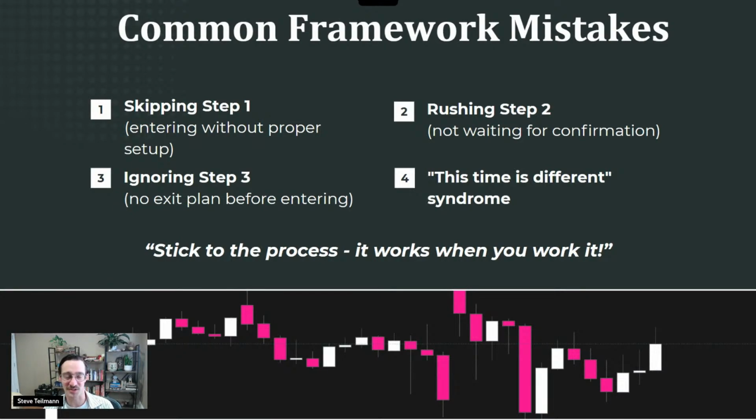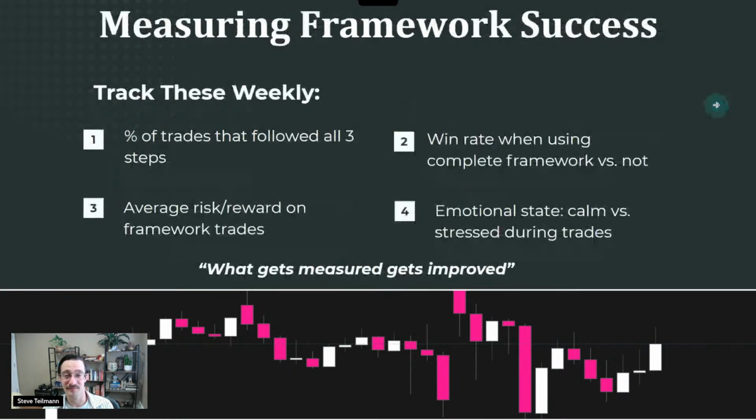So just keep a level head and remember, you don't need to fortune tell. Everybody wants to be a fortune teller and predict what's going to happen next. All we need to do is be analytical and trade what we see. And if the setup is there, we take it. And if it doesn't work, we don't beat ourselves up because we respected our rules. And that's just the game we're playing, right? So know this time is different syndrome. That's really key. So you stick to the process, and it works when you work it. If you don't stick to it, it won't do much for you.